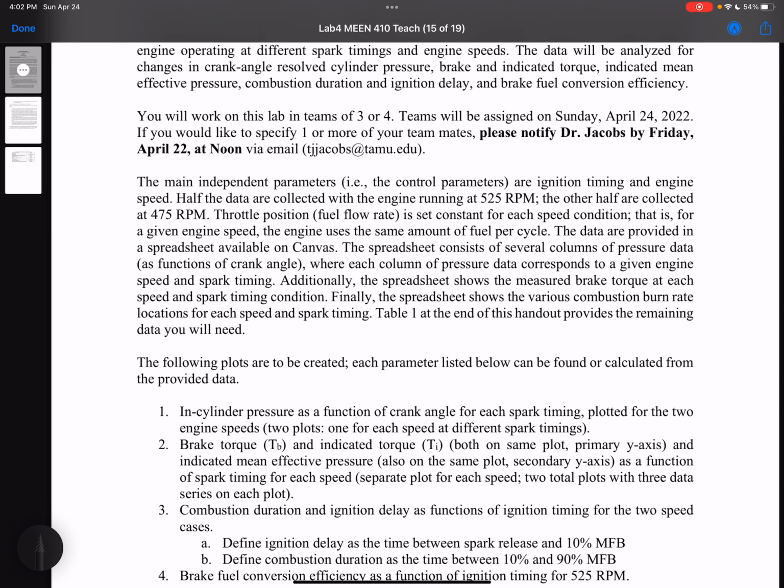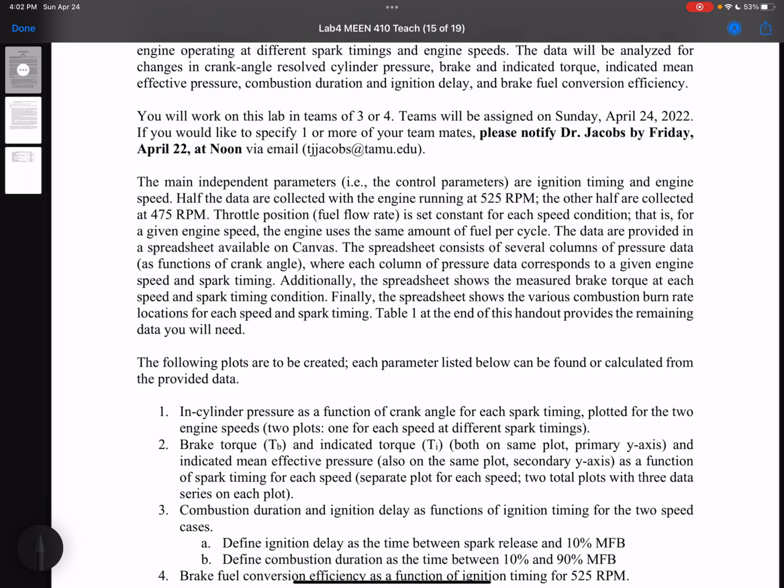Okay, so if you're looking at spark timing data and you're trying to explain a trend as to why torque changes as spark timing changes, and you argue that it's because the amount of fuel that's being delivered is changing, that's incorrect. The engine is using the same amount of fuel every cycle for every spark timing of the engine.